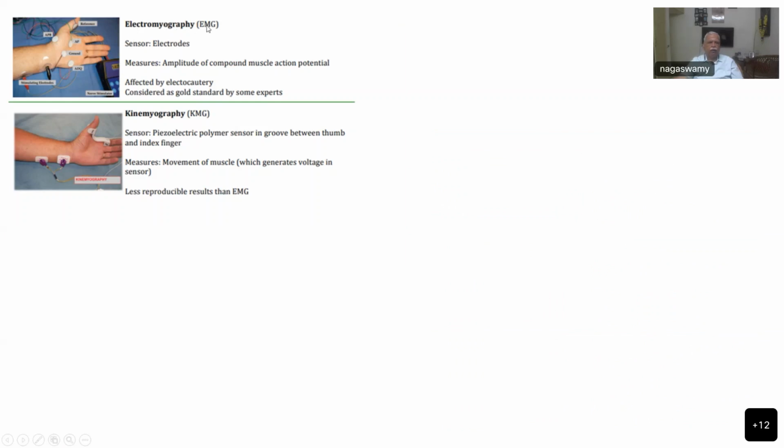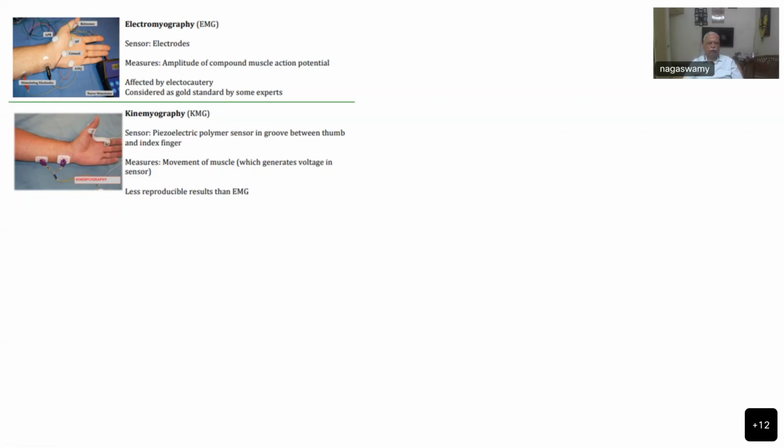The common electromyograph uses the electrodes commonly used for ECG monitoring, and it measures the amplitude of the compound muscle action potential. It is affected by electrocautery and considered a gold standard by some experts. So electromyograph is considered a gold standard for monitoring neuromuscular junction function.